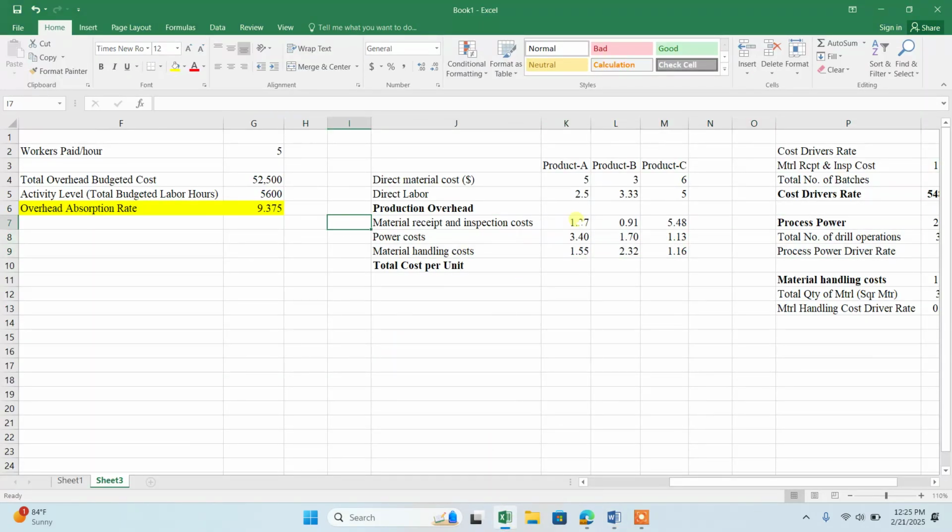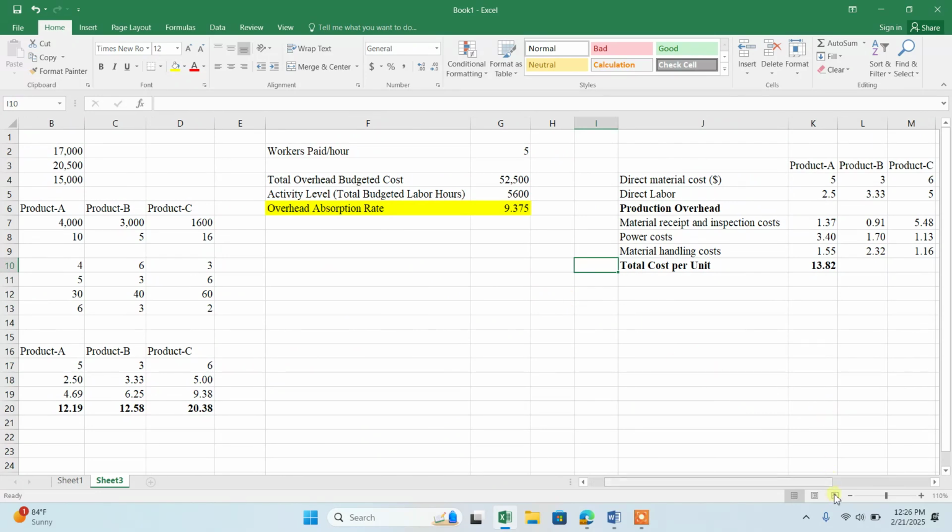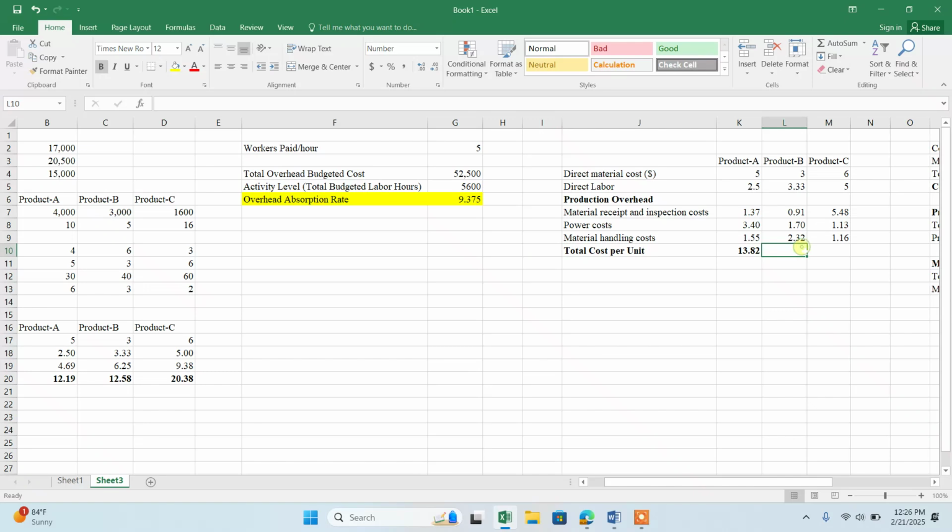Now you can calculate the total cost of each unit. These are the overhead costs, plus this is the direct labor cost of one unit, plus this is the direct material cost of one unit. So one unit costs me 13.82. According to absorption costing, it costs you 12.19. Now calculate the cost of one unit: these are the three overheads, plus again direct labor and direct material cost.